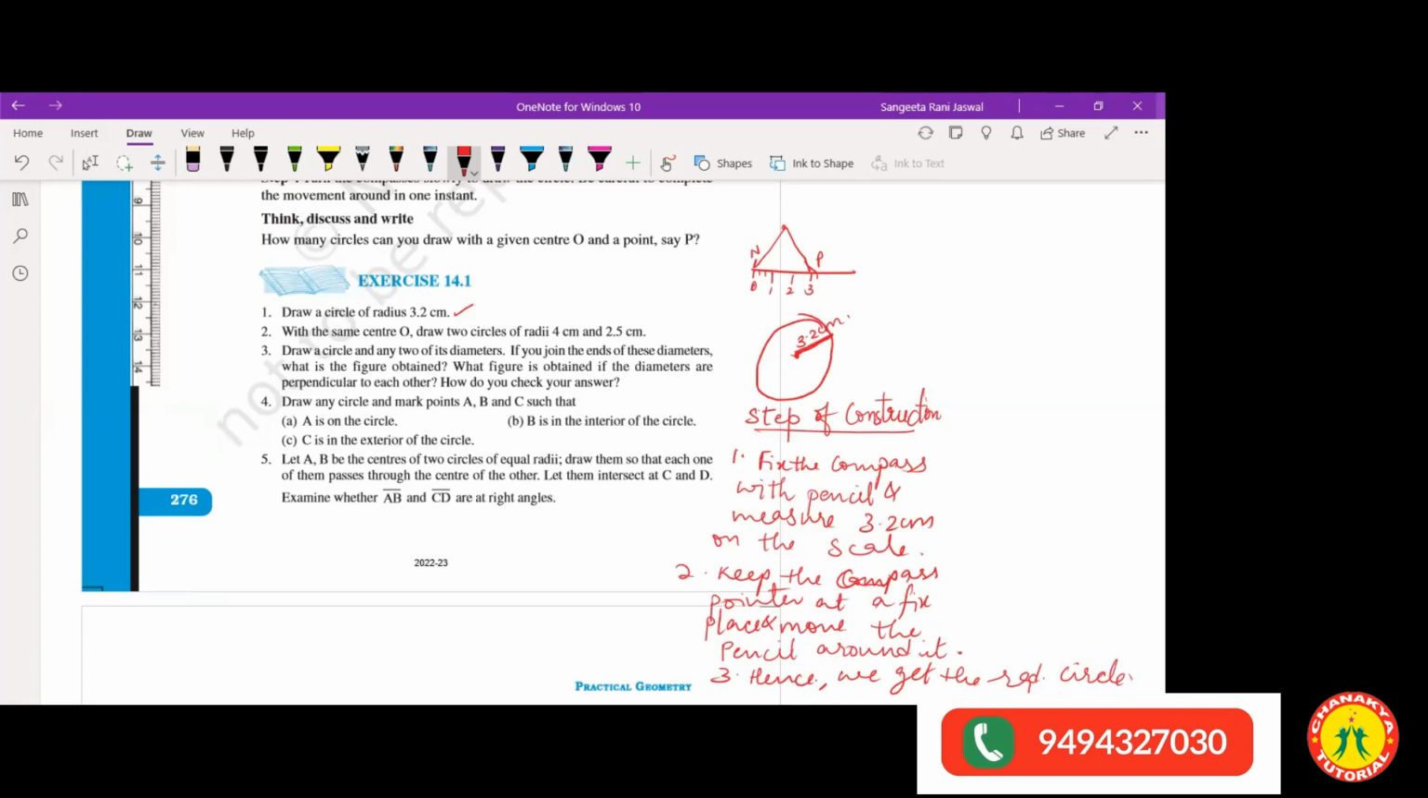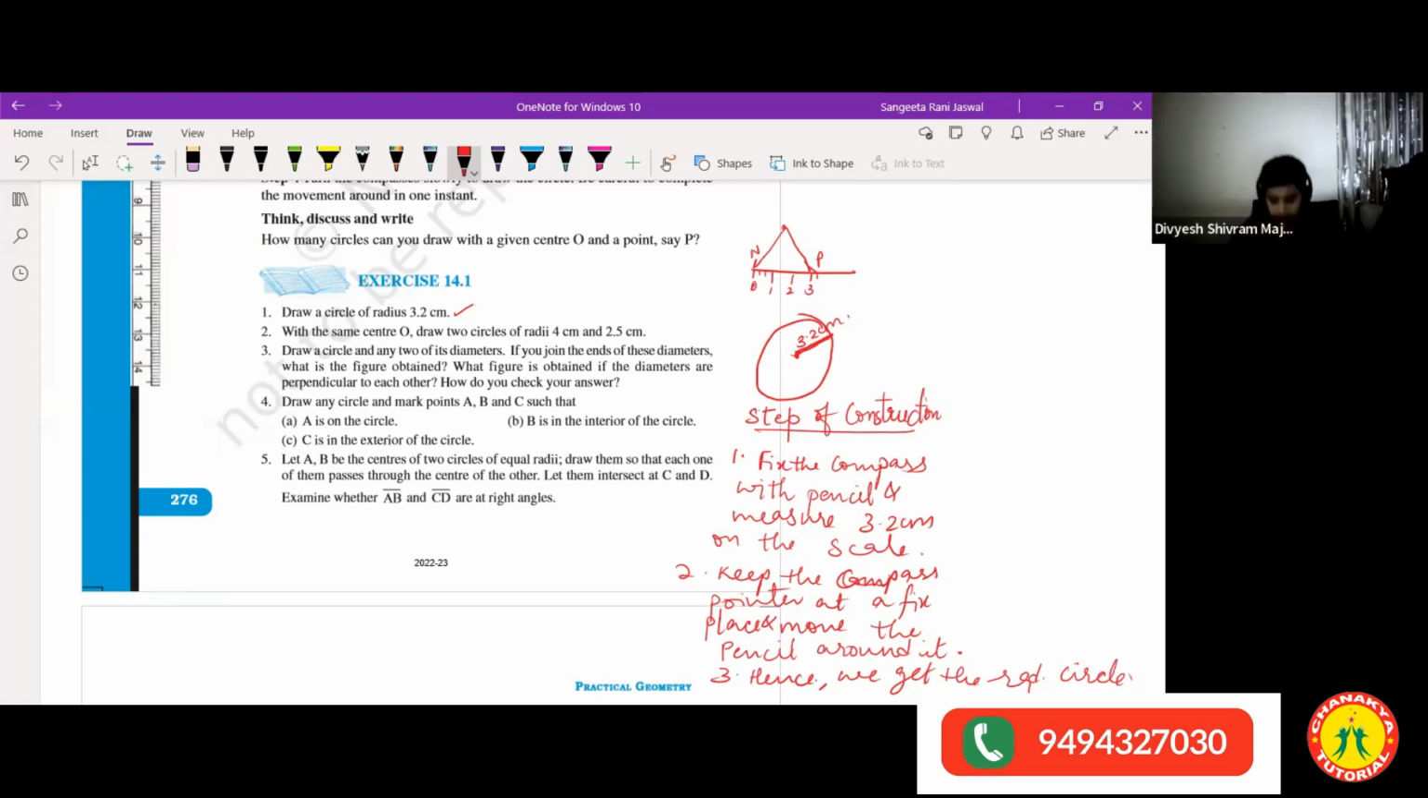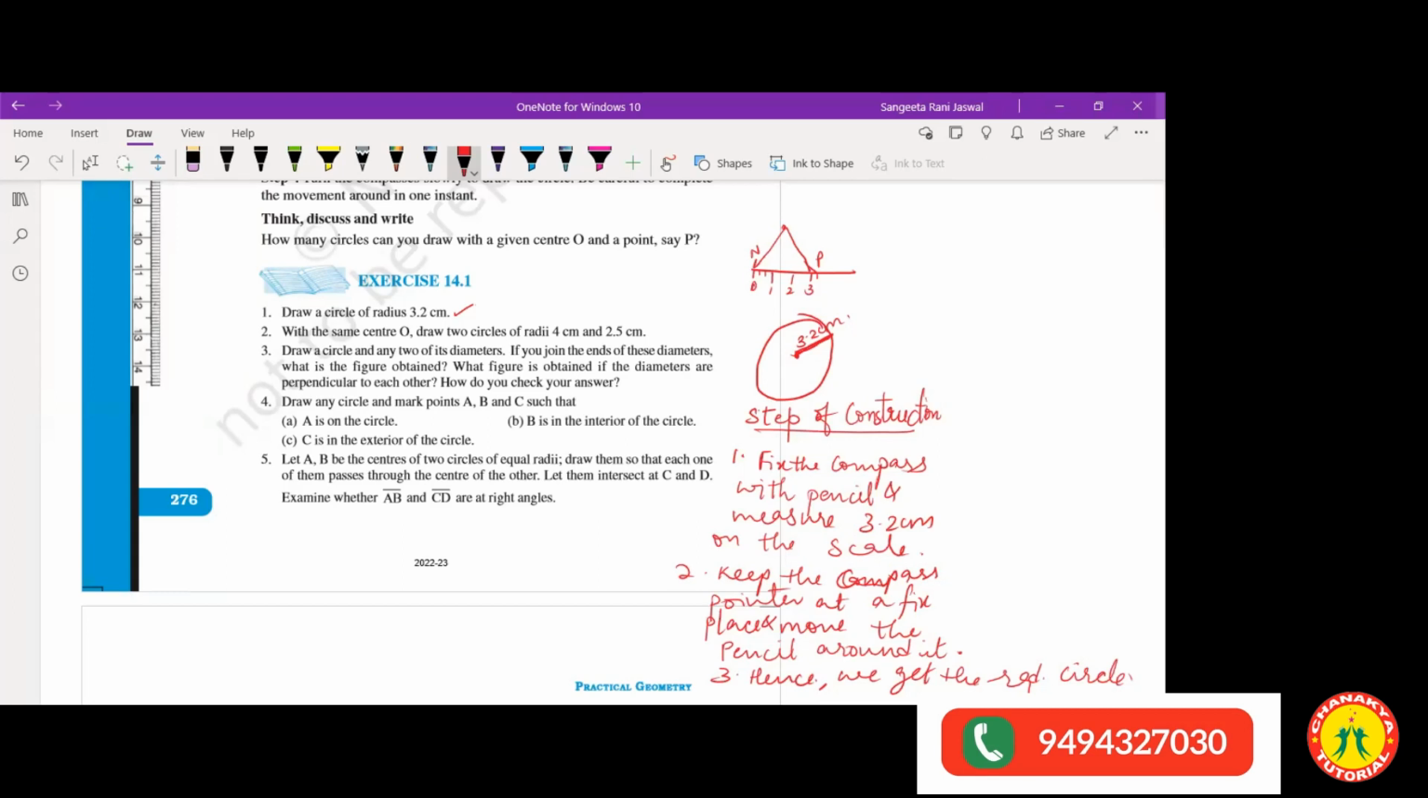So in every construction question, you have to write the steps of construction. Now see the next question, number 2. With the same center O, draw two circles of radii 4 centimeter and 2.5 centimeter. Now it's saying with the same center O. I told you day before yesterday also, those circles which have the same center are called concentric circles. Now, the steps will be the same here.